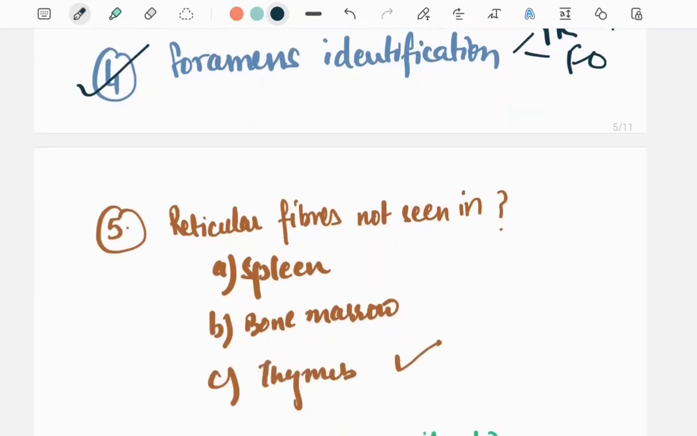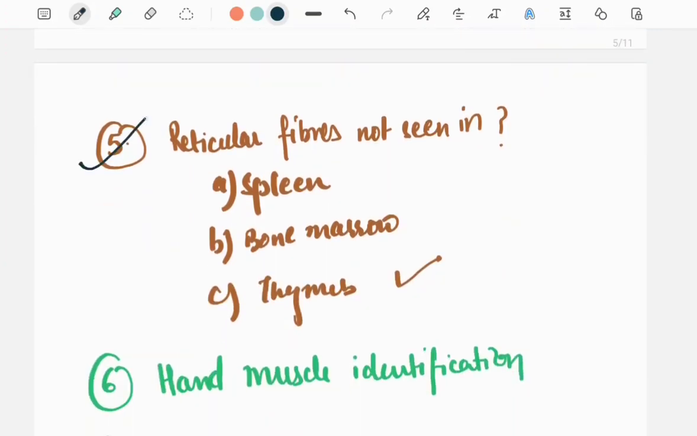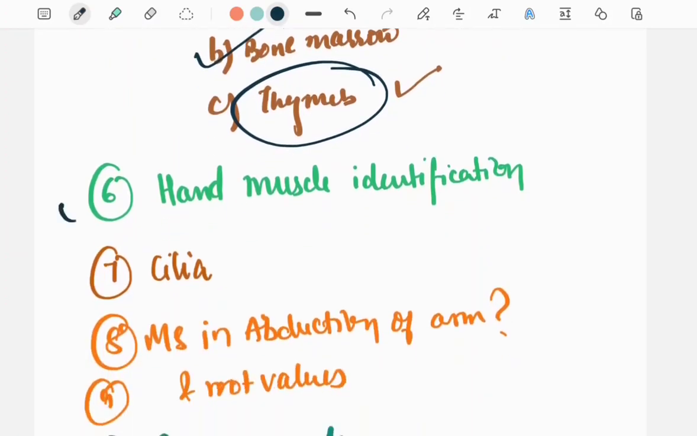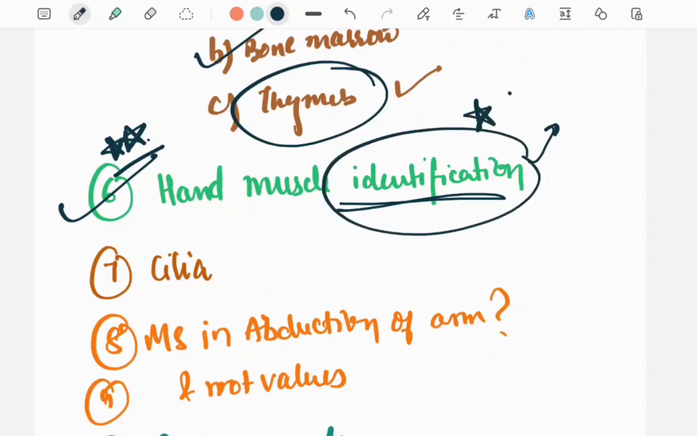Then one of the important questions was: reticular fibers are not seen in? The answer is thymus. They are seen in spleen, they are seen in bone marrow, but not in thymus. Hand muscle identification again is repeated, so you should know, like a muscle at the thumb was given, and which muscle is attached to that. So you should know all the diagrams of hand.